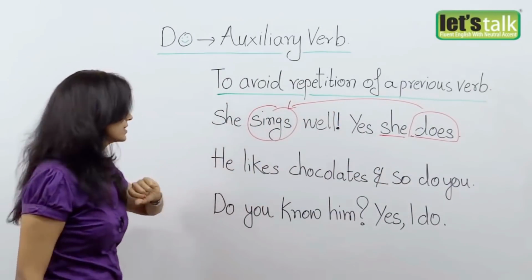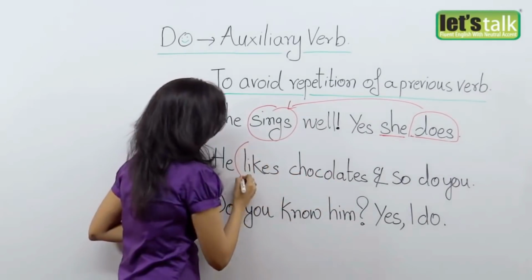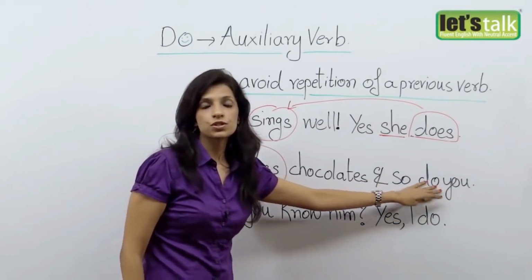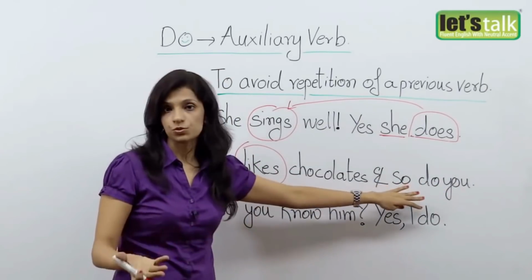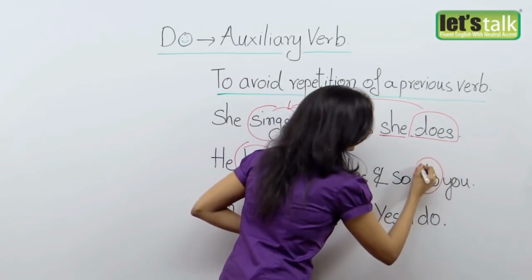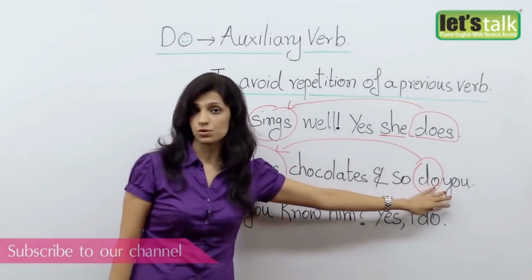Fine. In my next example, he likes chocolates. Now here the verb is likes. He likes chocolates and so do you. So instead of saying and you like chocolates too, I can say so do you. So the auxiliary do is replacing the previous verb likes in the sentence. So you can say so do you.